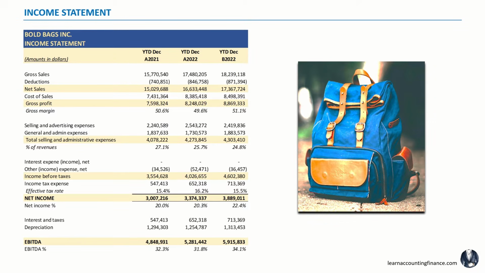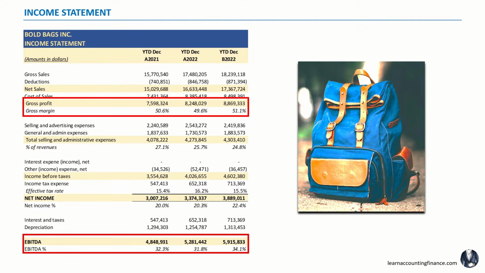We'll focus on variances versus budget and previous period, and with a special focus on gross profit and gross margin, which is the gross profit percentage, as well as EBITDA and EBITDA percentage. If you are someone who is involved in analyzing income statements or presenting financial statements, you know how important it is to understand each line item of the income statement, but specifically the gross profit margin and EBITDA margin.